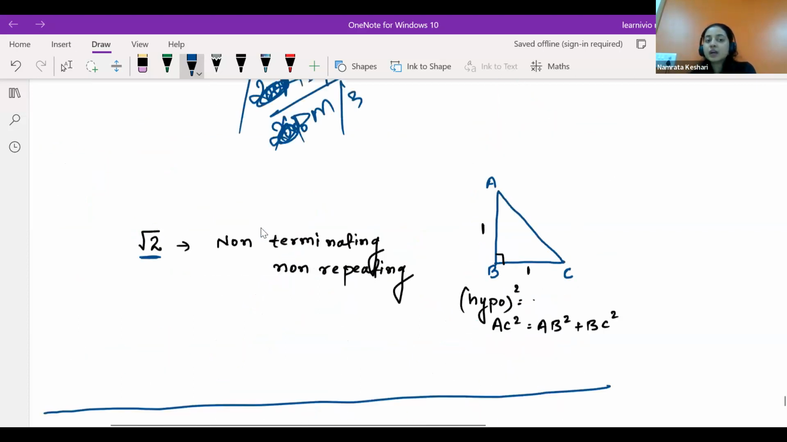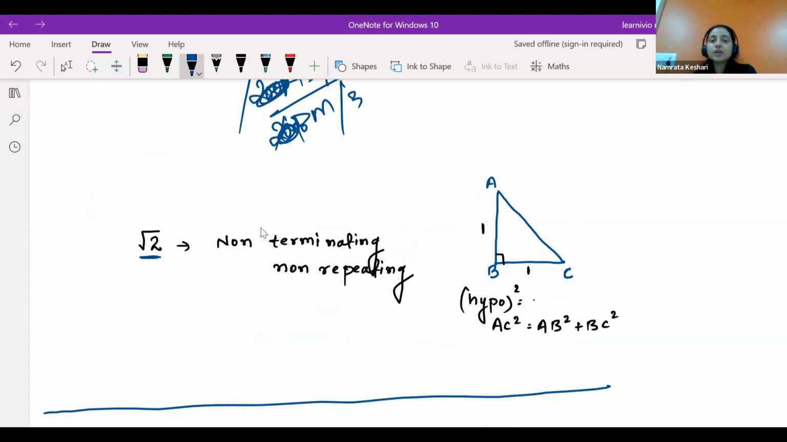Yes, ma'am. Now we were discussing this part, how to locate square root 2, and I said to you, if we don't know the exact value of square root 2, and our calculator is not capable of giving the exact value of root 2, then how is it even possible to locate it accurately? So yes, we will be able to use the Pythagoras theorem.